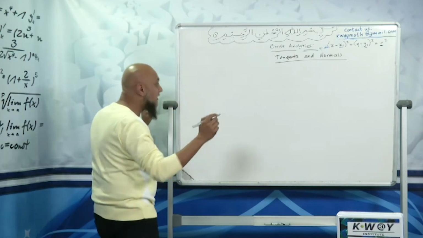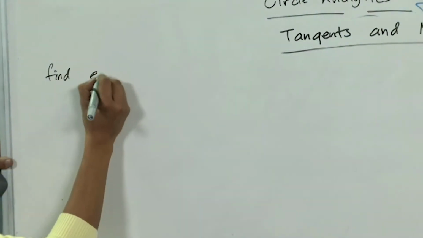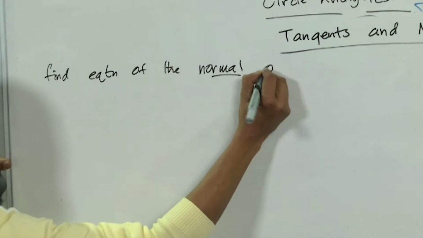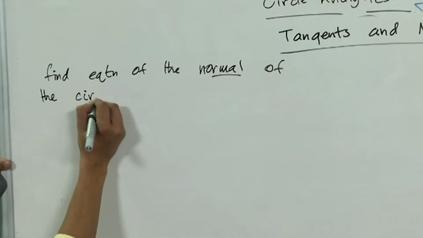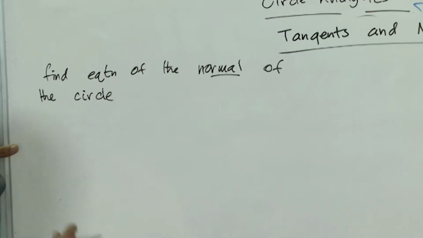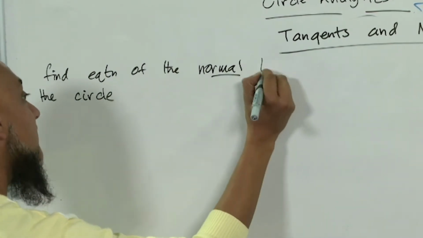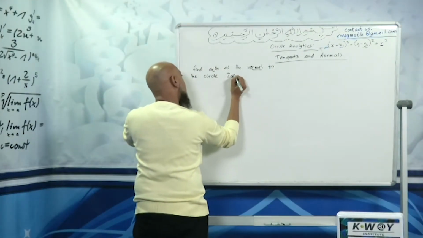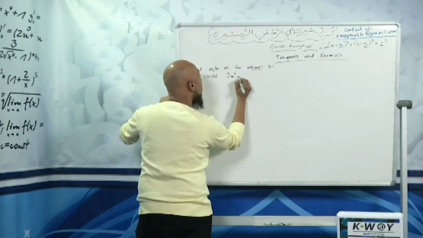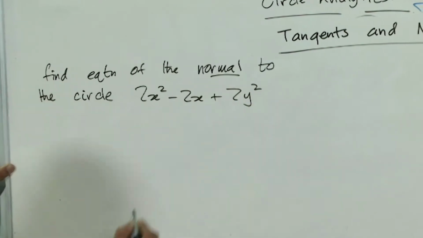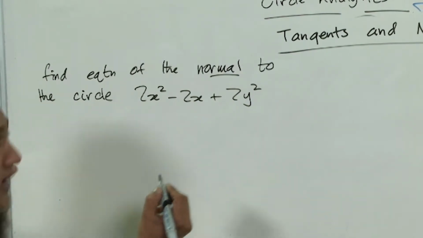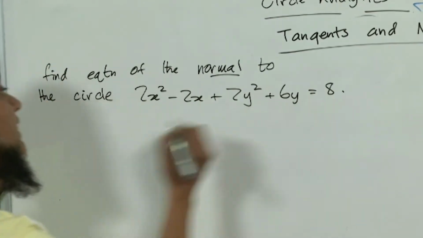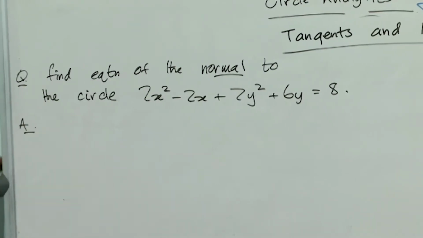Determine the equation of the normal to the circle. So find the equation of the normal to the circle. And let's give you the equation of the circle: 2x squared minus 2x plus 2y squared plus 6y is equal to 8. That's the question in the exam, worth 5 marks.